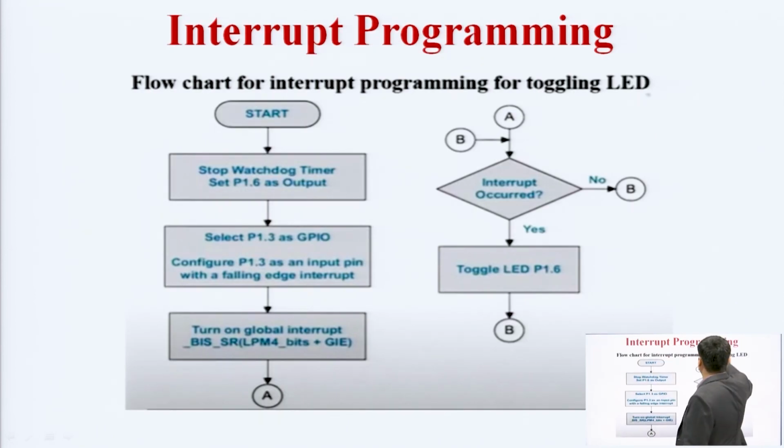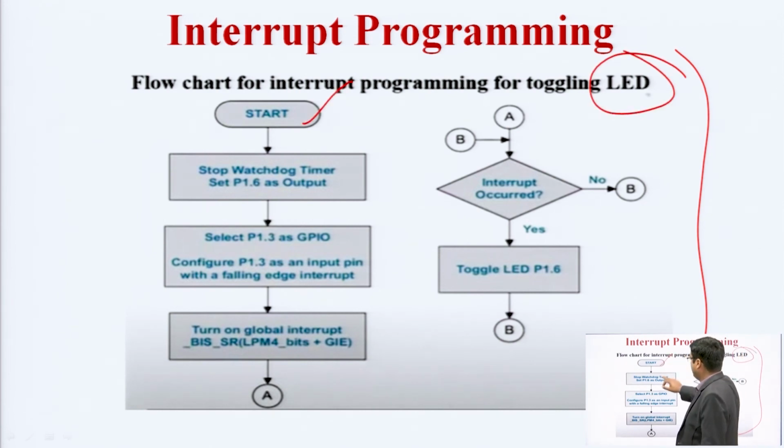So let us consider some interrupt programming. This is the program for toggling the LED. First we will stop the watchdog timer, because while programming, the watchdog timer can reset or restart the system. As a precautionary measure, we have to stop the watchdog timer. We will use P1.6, port 1 pin 6, as an output pin, because we have to connect the LEDs. So the LED will be configured in the P1.3 port as well.